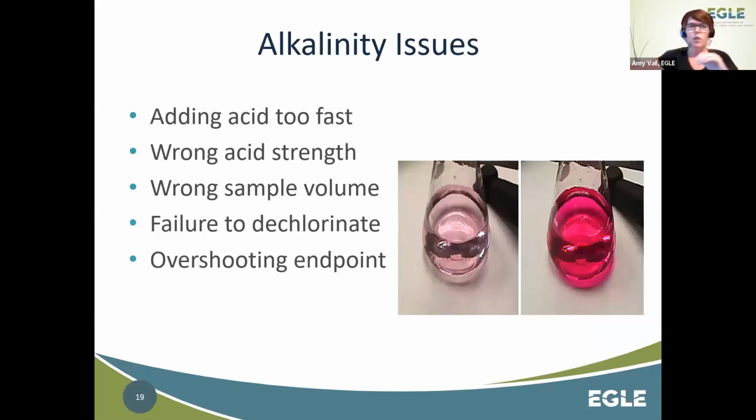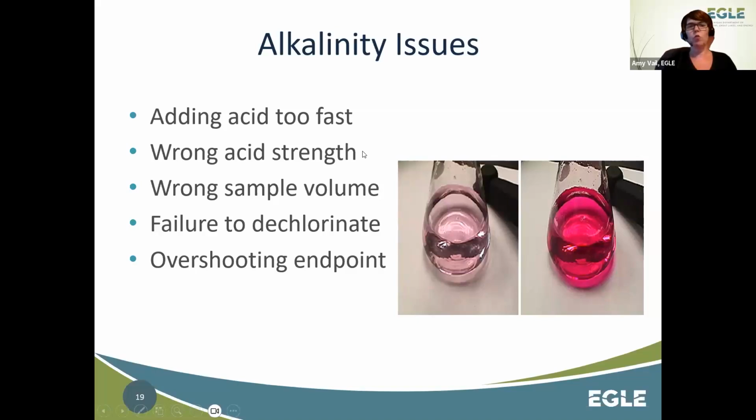Some issues that you can run up against: again, adding the acid too fast, so you do what's called overshooting the endpoint. If you're just adding it and all of a sudden it goes from a light pink color to red, you've overshot your endpoint. Right when it goes from clear to this light pink, and you're swirling it and it stays that light pink and doesn't go back to clear, that's your endpoint. That tells you that you've completed the titration.